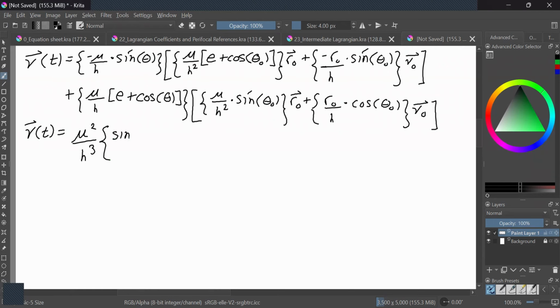So we have sine of theta times E plus the cosine of theta naught. That, however, is negated, so I will put the minus sign there. I will then add E plus cosine of theta times the sine of theta naught, that is all scaled by R naught.